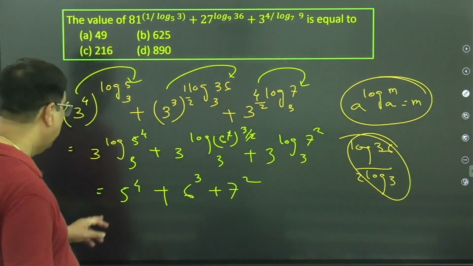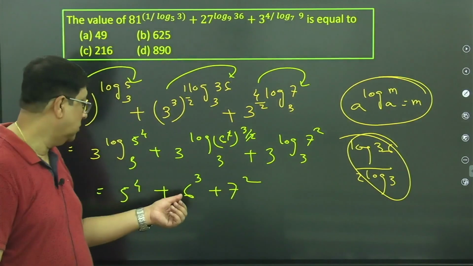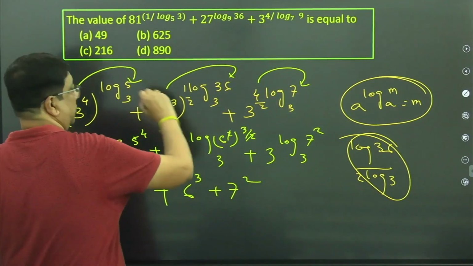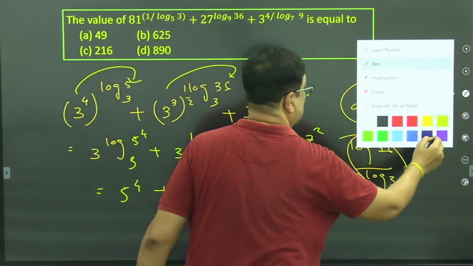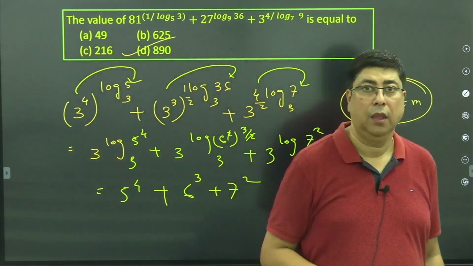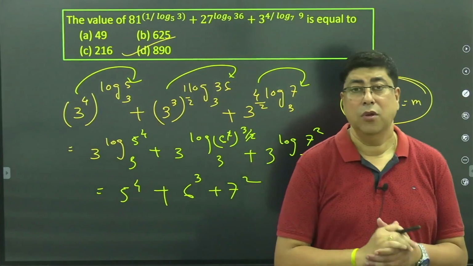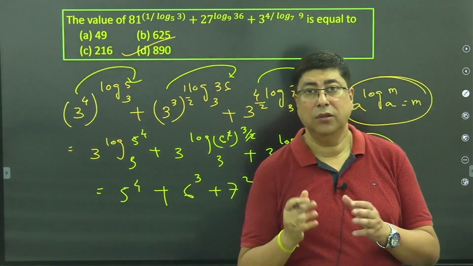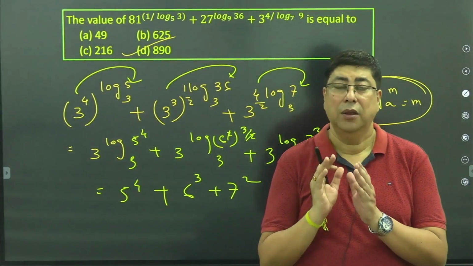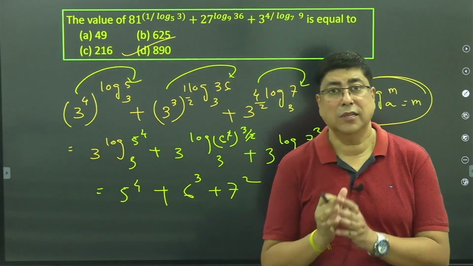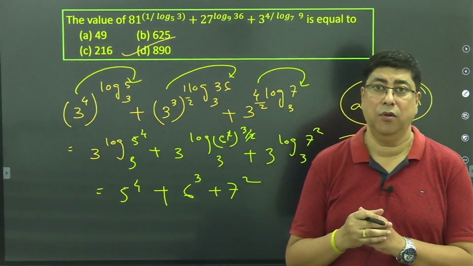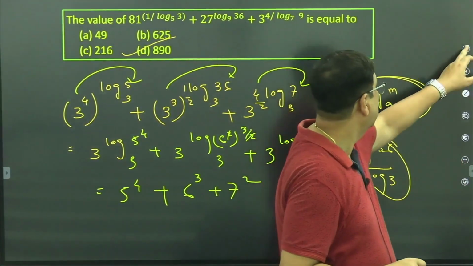So 5 to the power 4 means 625, here 6 cube is 216 and 7 square is 49. Final answer is this. So everybody, the final answer is 890. Okay, I think it has been clear for you. Since you are seeing the video recording, you can pause and see this and understand this. Try to understand the detailed property I am using. I have selected these sums so that the total thing becomes clear for you. Okay, I'm going to the next sum.